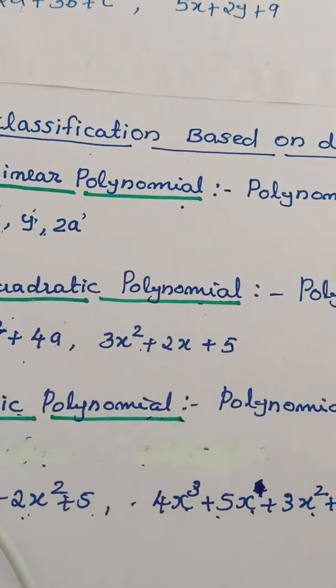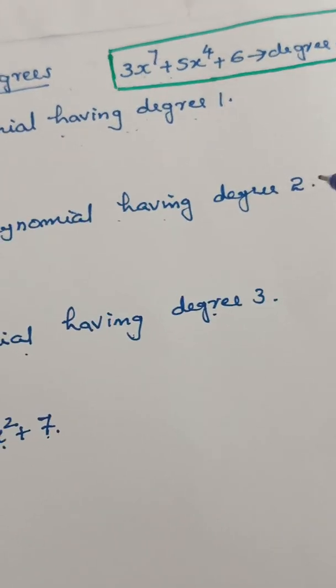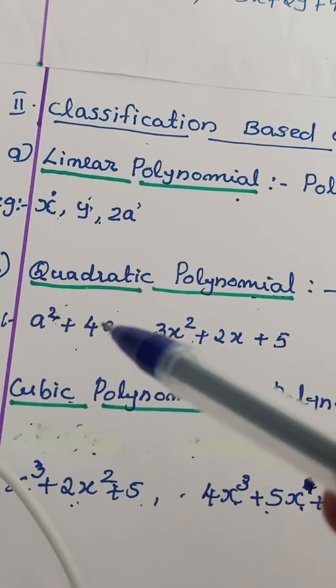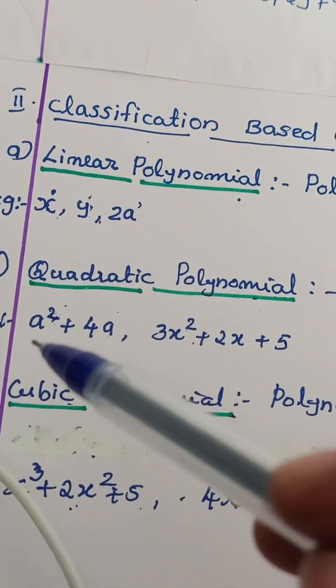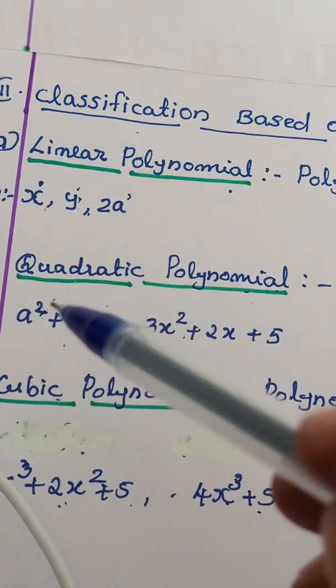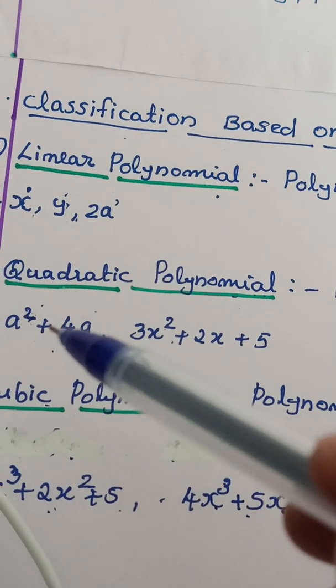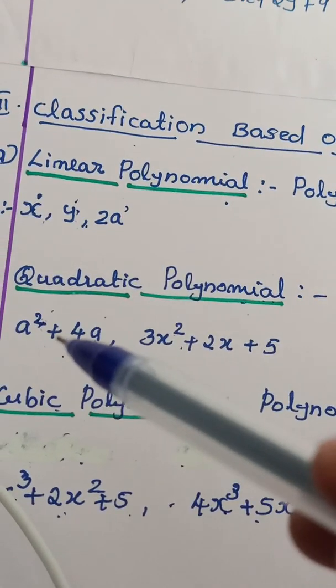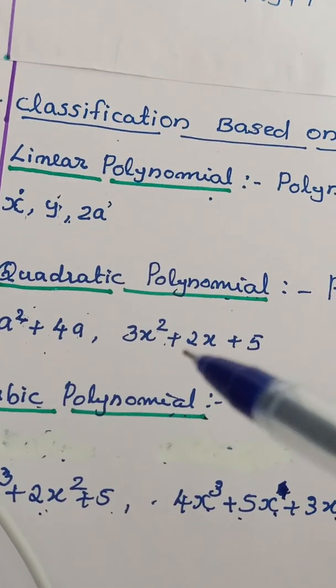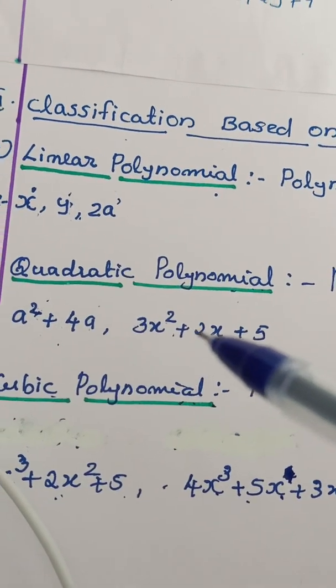Next, quadratic polynomial. Polynomial having degree 2. Example, a square plus 4a. What is the highest power of the variable a? 2. Therefore, this polynomial having degree 2. This is a quadratic polynomial. Next example, 3x squared plus 2x plus 5.